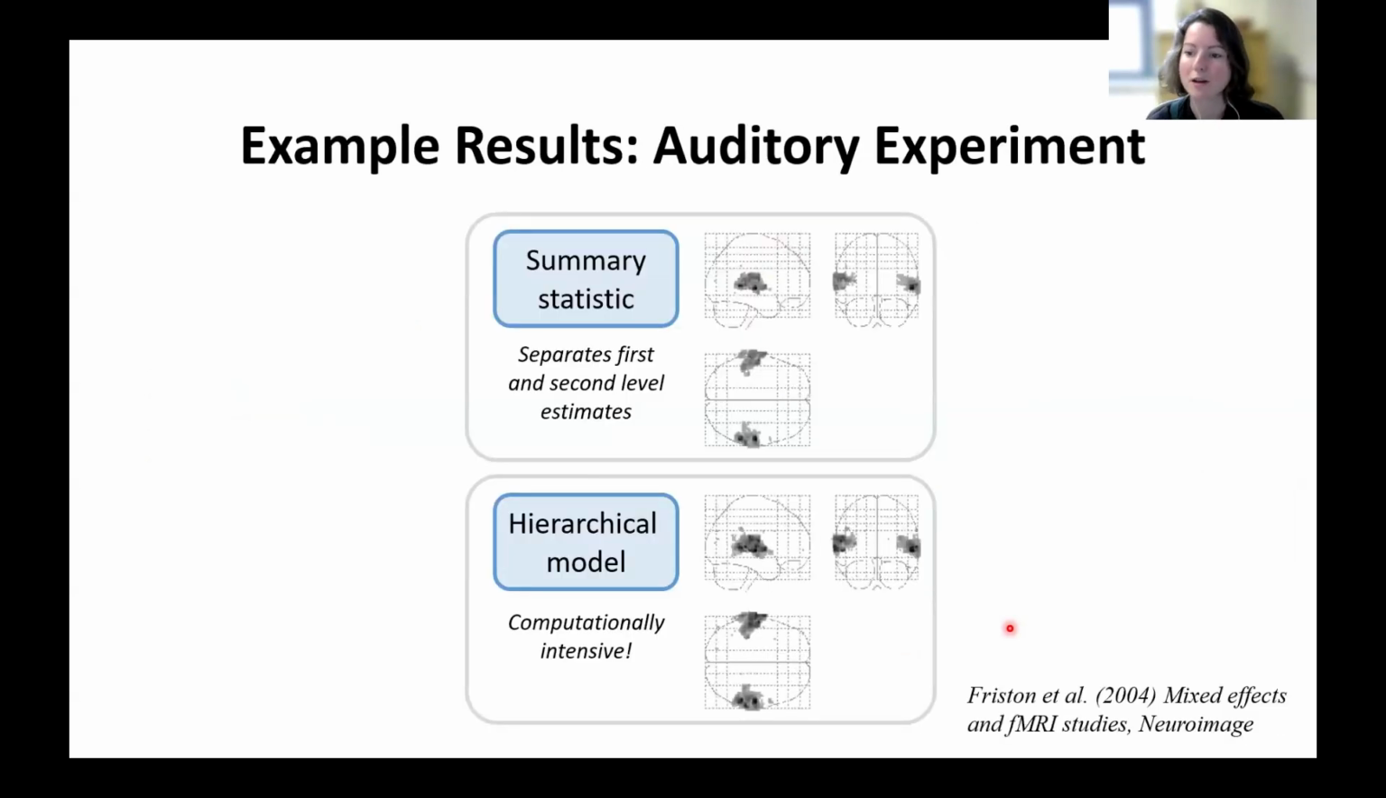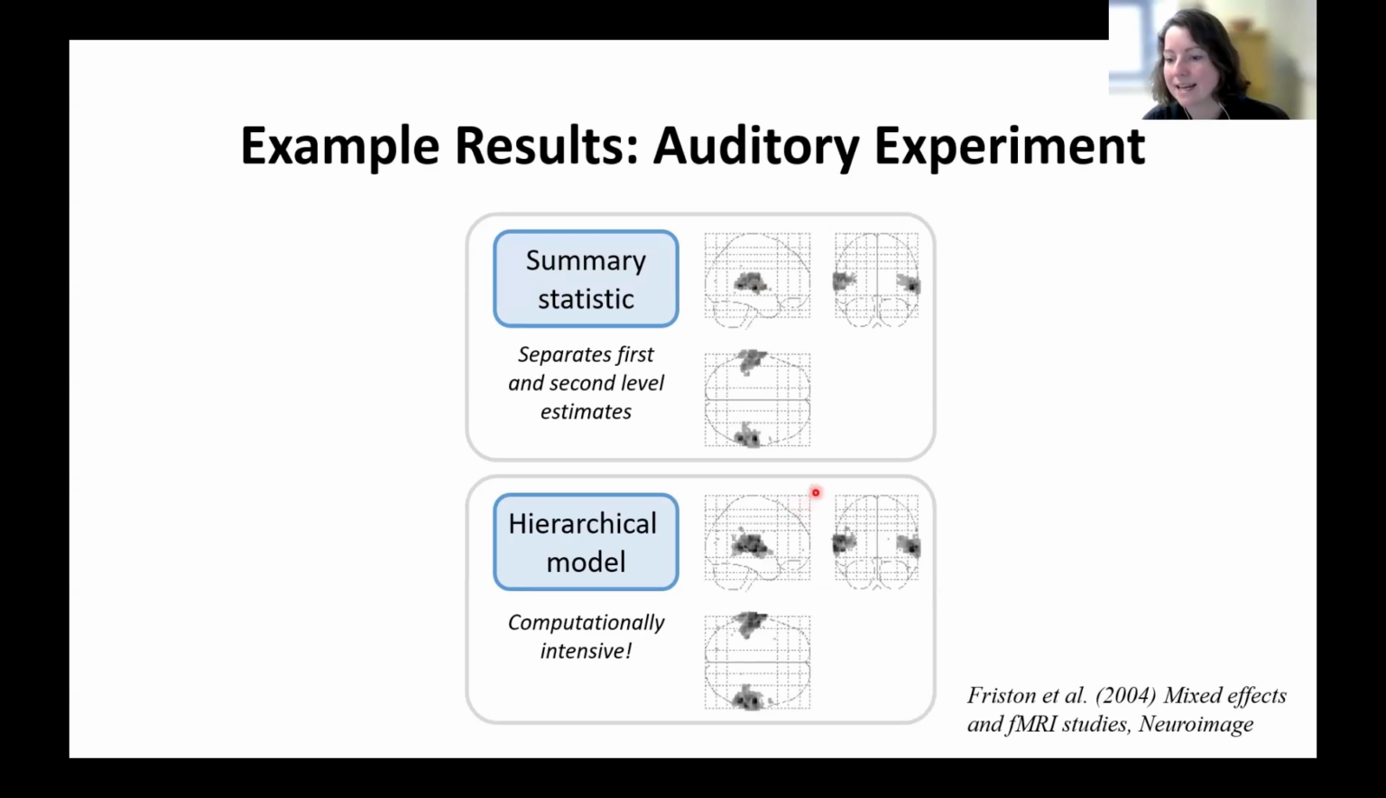Now, because hierarchical modeling goes back and forth between the two levels, it actually takes a long time to get an optimal estimate. So even though the hierarchical model is optimal, it's computationally very intense and very slow. In contrast, when we do the summary statistic approach, we do the first level and second level estimates separately, so there's no iteration between the two, which makes the whole process a lot faster. So in most cases, actually, we get very similar results. For example, this is an example of an auditory experiment, and this is the summary statistic result, and this is the hierarchical model result, and you see that it's very, very similar.